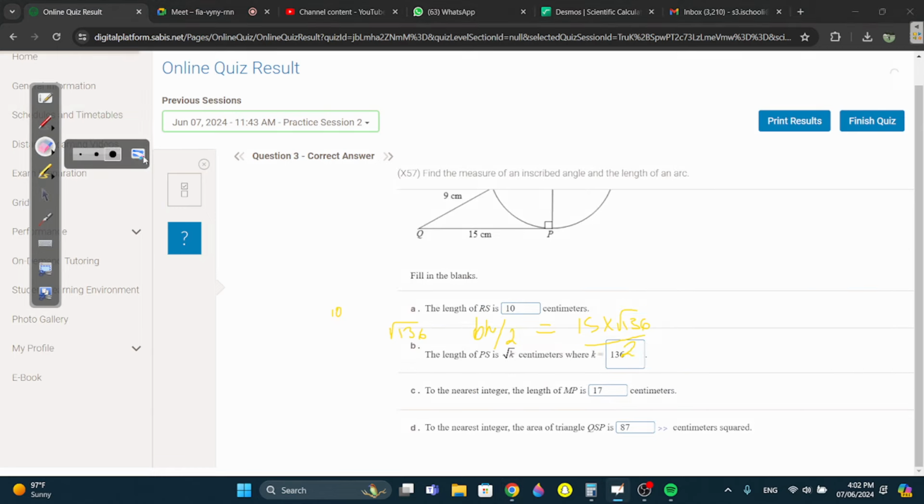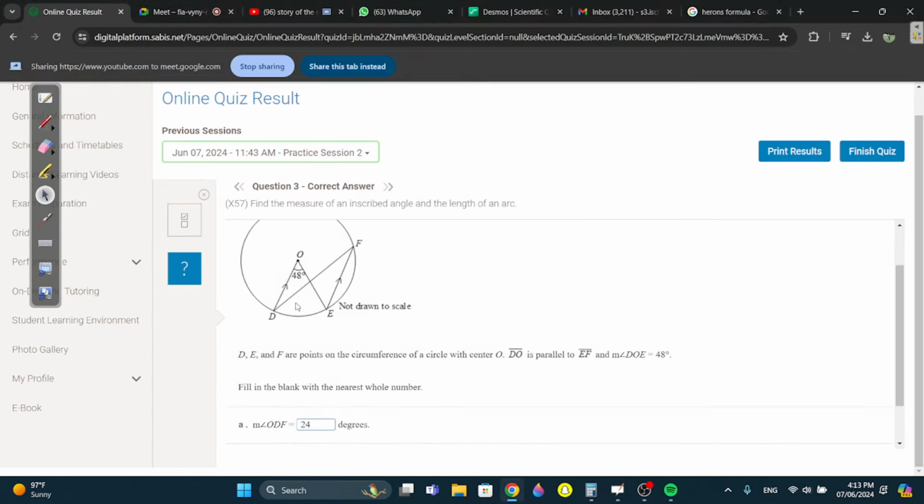Question 3. For this question, they said D, E, F are points on the circumference of the circle, and pay attention, they said these two lines are parallel. They want you to find ODF. ODF would be this one over here. Since it's parallel, that means this yellow angle here is equal to its alternate interior angle, which is this one over here.